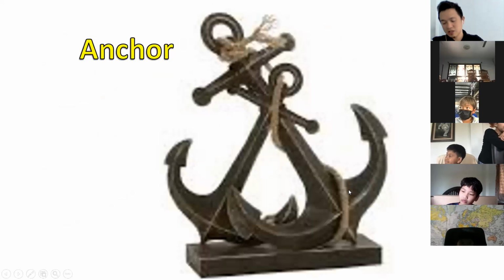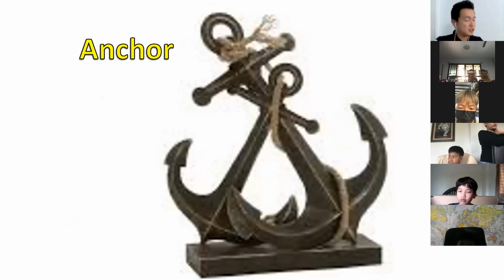Next, anchor. Most metals cannot float on the water. I don't know the Thai for it. Cannot float on the water. I don't know if my translation is correct. Let's see. Cannot float on the water.